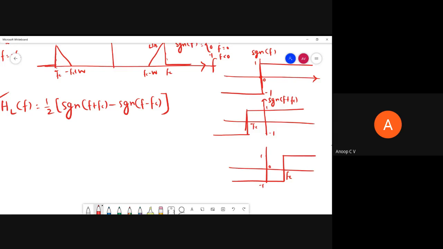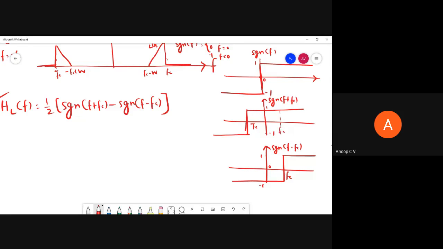Now if I have to get HL of F, what I told is I should subtract. So I'll write it here. This is signum of F minus FC, right? So what will happen if I subtract signum of F minus FC from signum of F plus FC? Maybe you can divide it into different pieces, right?